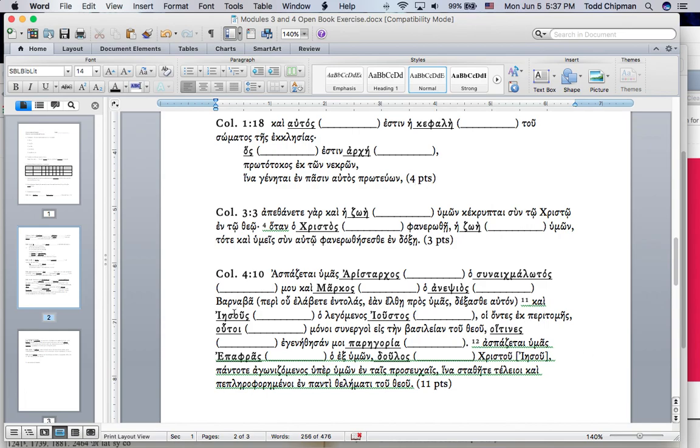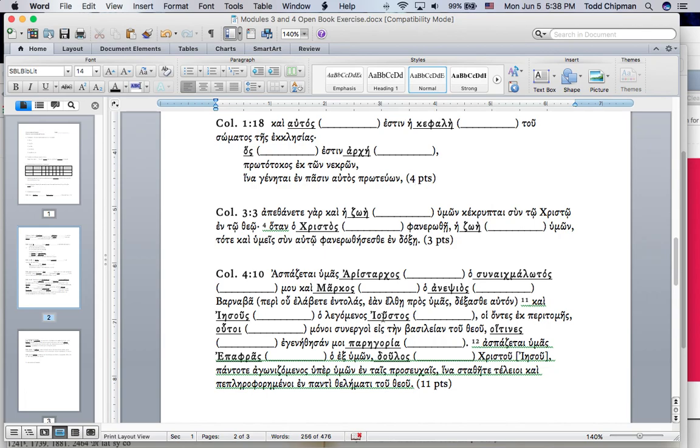Kai Iēsous ho legomenos Ioustos. The legomenos cues how we should interpret Ioustos, Justus here: Jesus who is called Justus. When we have verbs of calling or naming, what kind of nominative are we thinking about there?